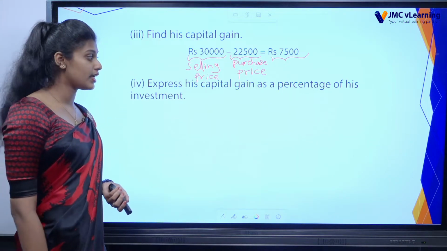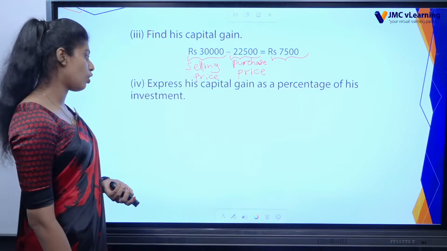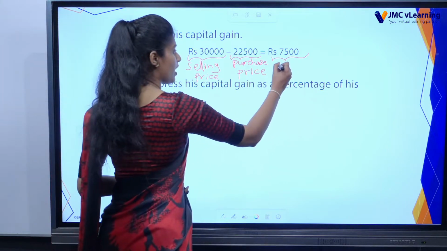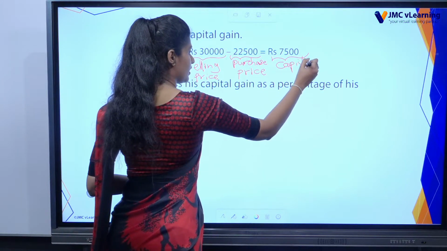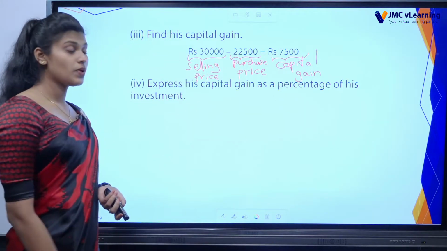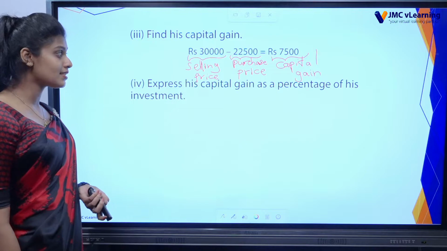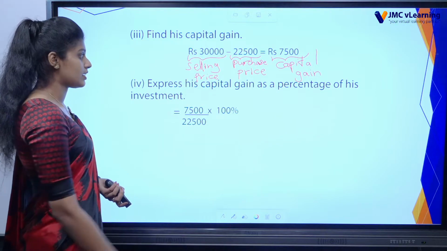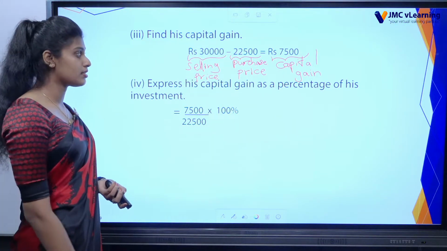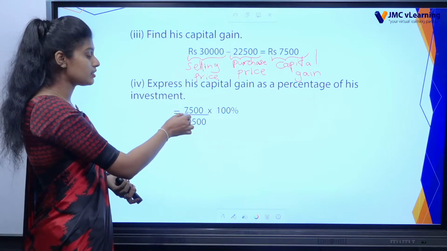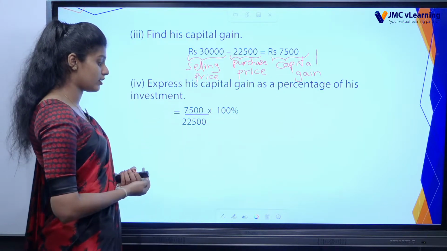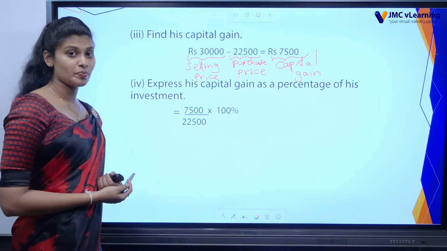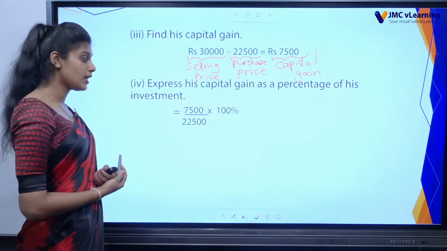Express his capital gain as a percentage of his investment. Now how much is the capital gain? Here we have found the capital gain. Now this one you have to represent as a percentage. Then how much is his investment? It is 22,500. That 7,500 you have to divide by 22,500. To represent it as a percentage, you have to multiply by 100%.